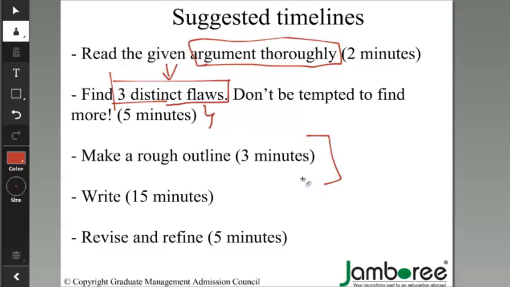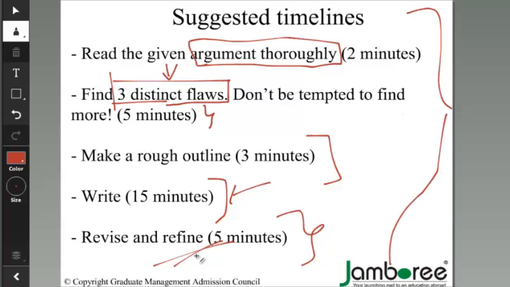Make a rough outline. On the GMAT exam you get scrap paper, right? So use it to make a rough outline. Then write. Spend about 15 minutes writing, and then revise and refine. This is extremely important. I'll explain why. Right? So this is a recommended timeline. While practicing essays, you can come up with your own.